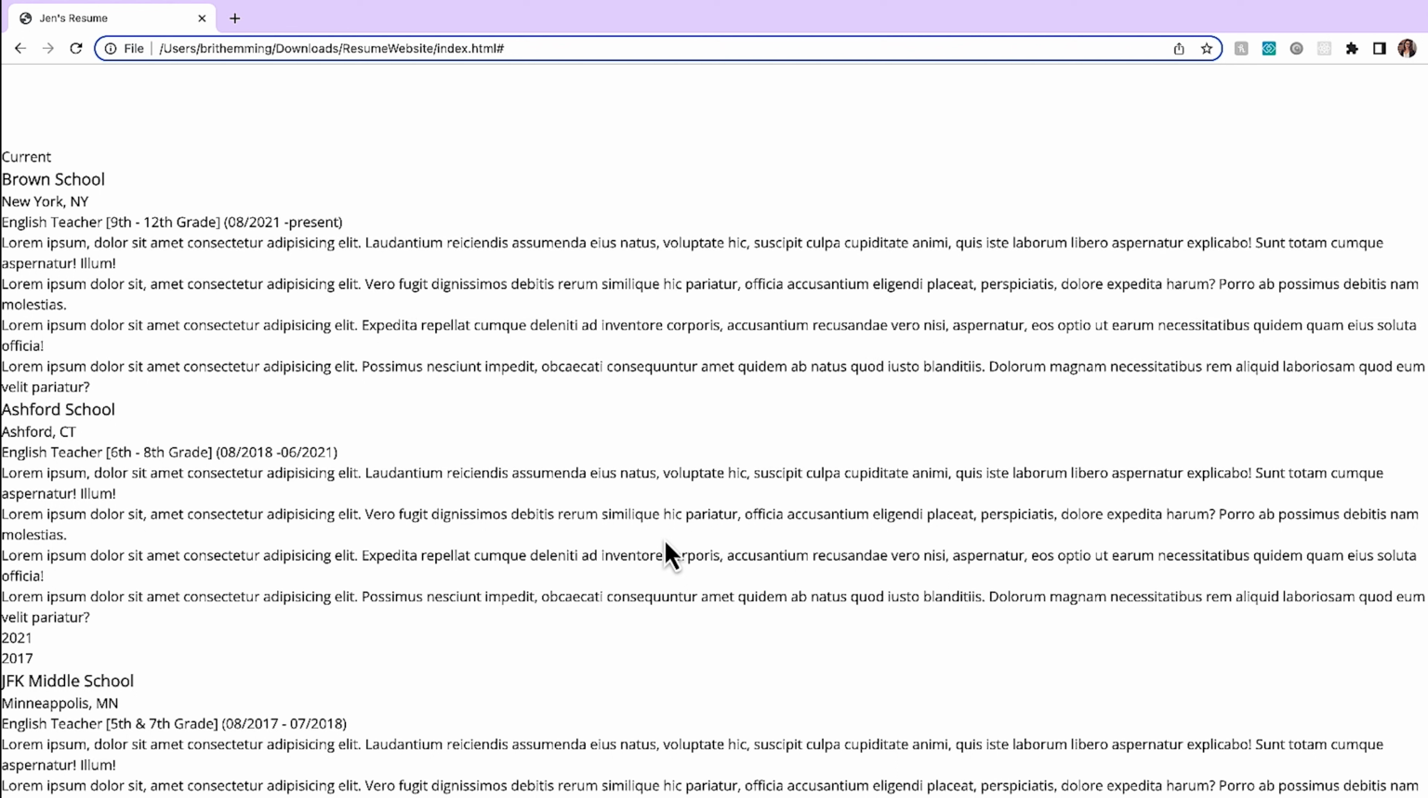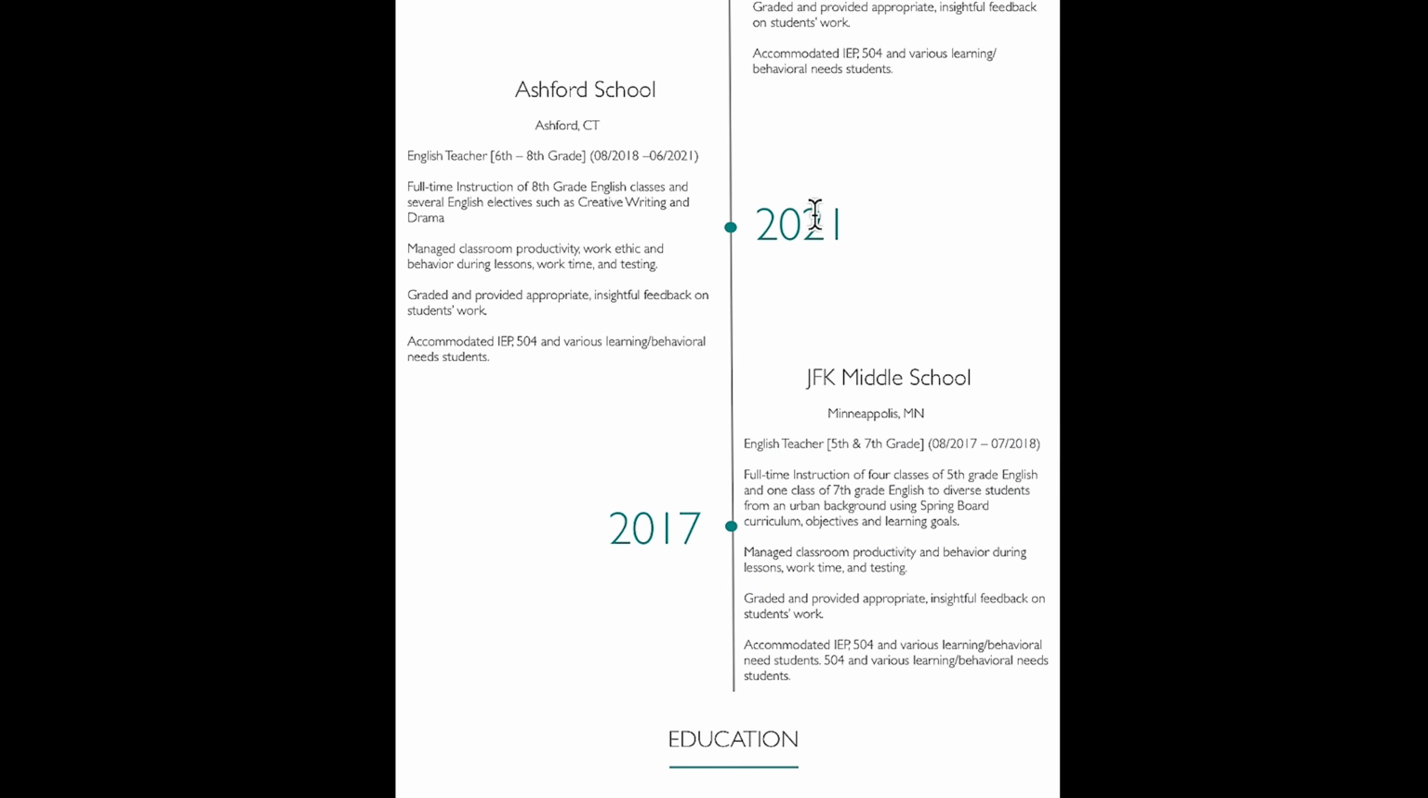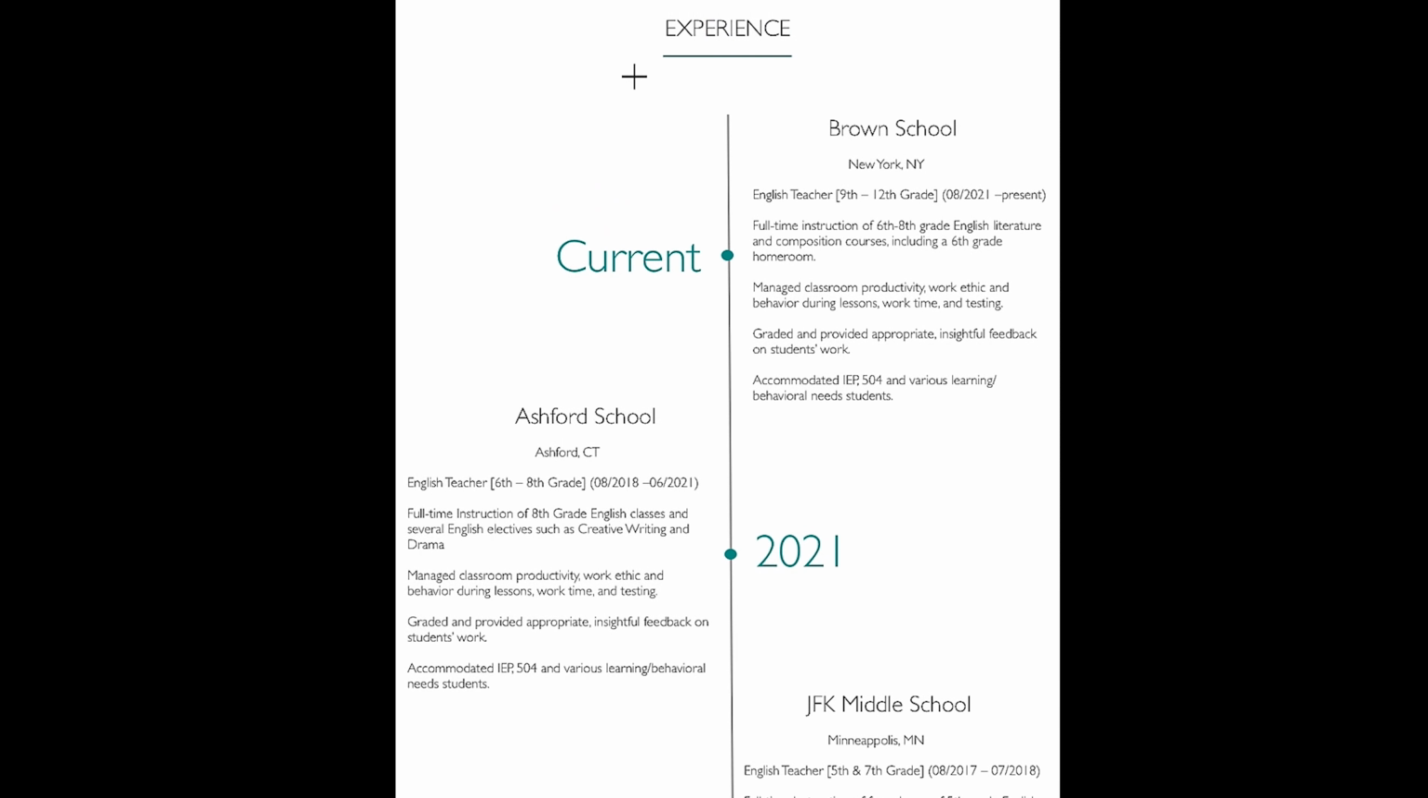Now, before we move forward, I'm going to add a few more classes. So let me just take a look at our diagram of the website again. And let's just think here for a minute about how we're going to achieve this line down the middle. Okay, so in order to achieve this line, I'm actually going to put a border on the left-hand side of some of these divs. So on Brown School, on 2021, and on JFK Middle School, I'm actually going to put a border on the left-hand side, and then we'll see a line down the middle of the page.